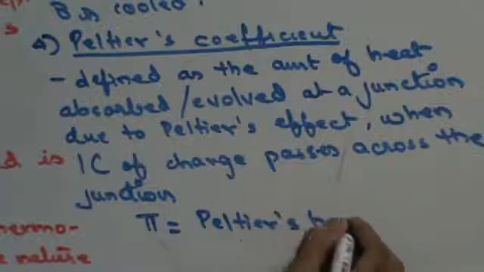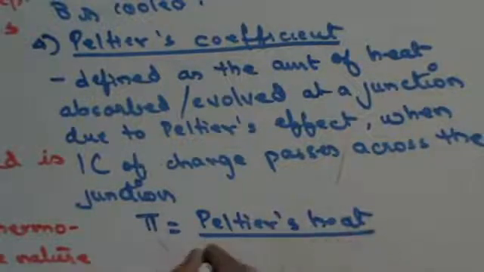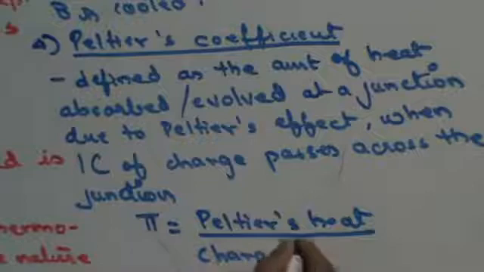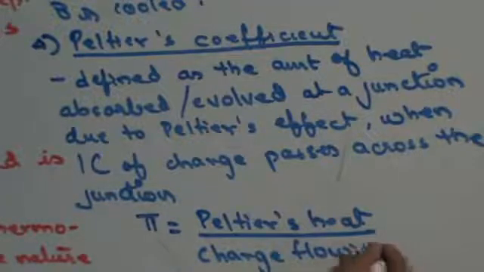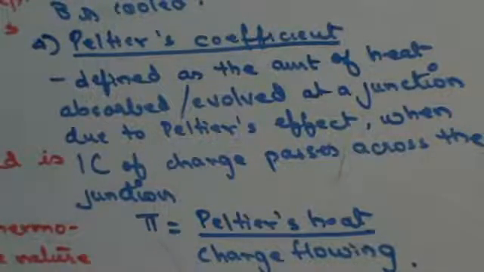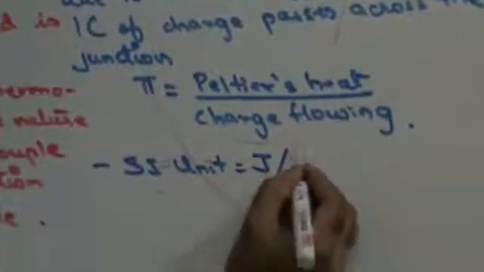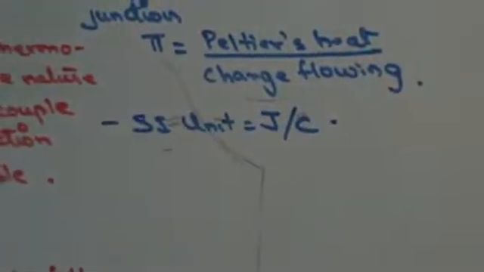Peltier's heat divided by the charge flowing. This is your Peltier's coefficient, right? So Peltier's coefficient depends upon the nature of the metals forming the thermocouple and the temperature at the junction. What will be the SI unit for this? The SI unit, heat upon charge, so that means it should be joules per coulomb, right?